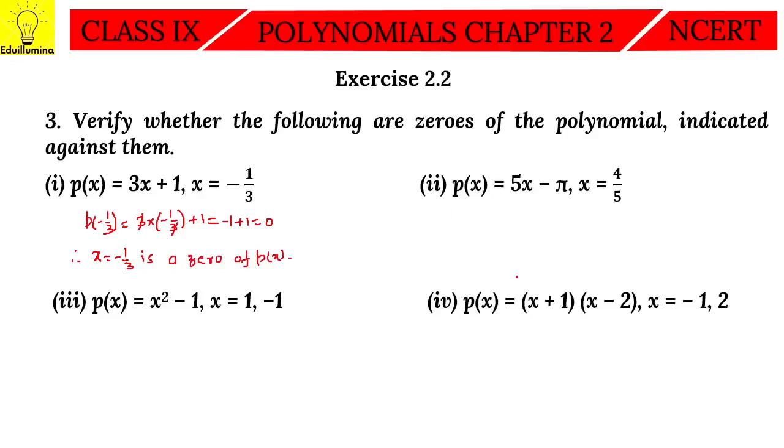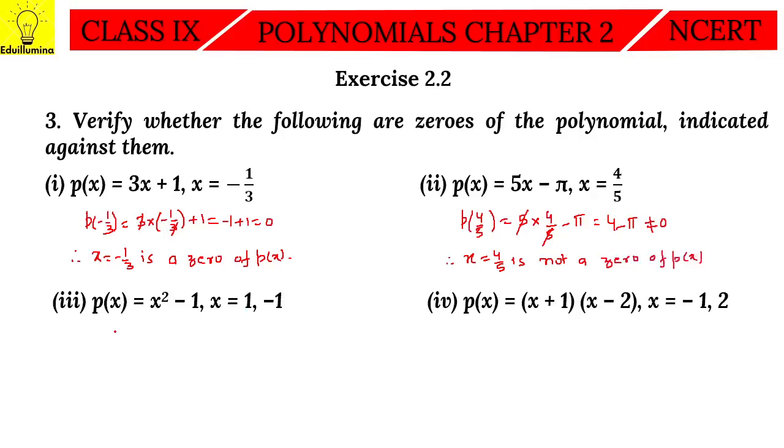Okay. And the next part is p of x equal to 5x minus pi and x equal to 4 by 5. तो यहाँ पे हम x की जगह पुट करेंगे 4 by 5. So p of 4 by 5 will be equal to 5 into 4 upon 5 minus pi. 5 cancelled out, so which is equal to 4 minus pi, and this 4 minus pi is never equal to 0. So therefore x equal to 4 by 5 is not a zero of the given polynomial.